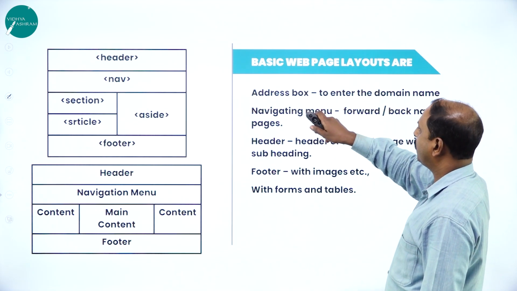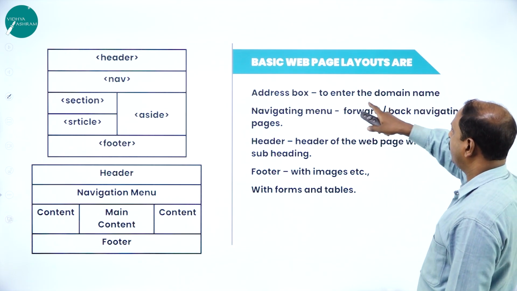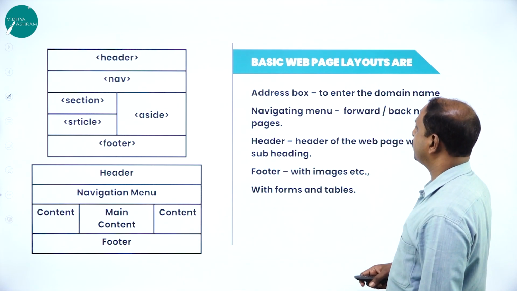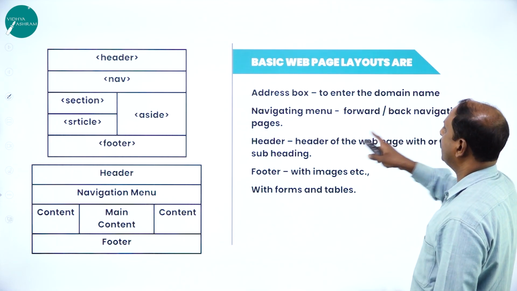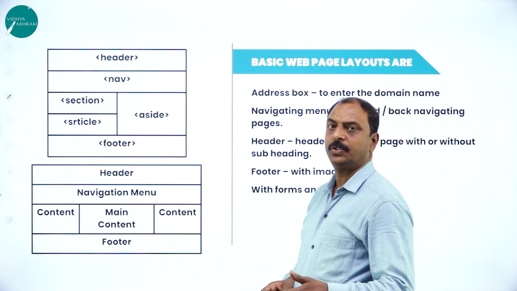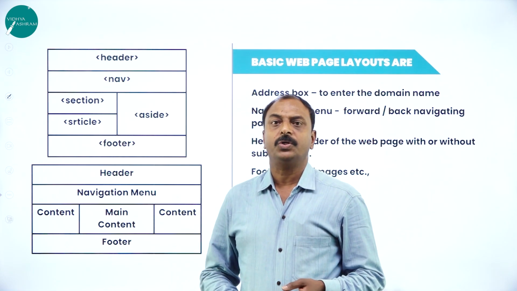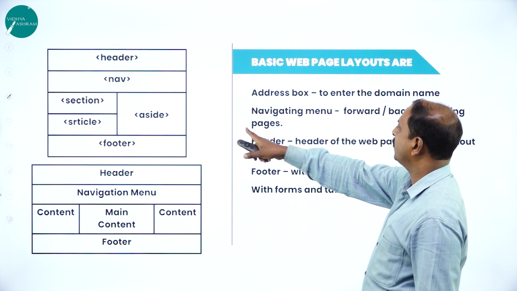One is the address box to enter the domain name. This is nothing but your address, where we can see the URL of any website. Then the navigation menu, where we can move forward or backward. Normally you will be using this whenever you want to go to the next web page: you click on the arrow marks available on the navigation menu.